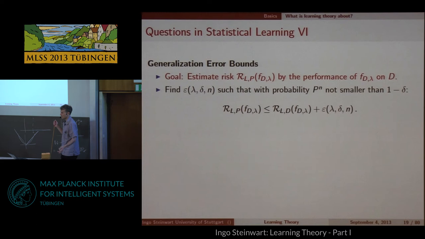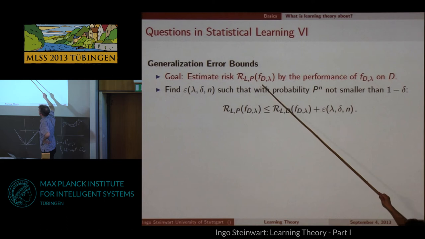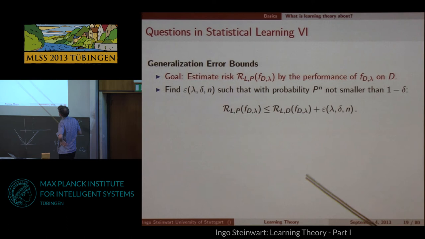Okay. So the last question you can find in the literature asks a somewhat different question. It asks for an estimate of the true risk of our predictor by the performance of our predictor on the data set D. At the very beginning, I told you that we don't really care how well our predictor works on the training set. We only care about its performance on the future data. So in this very particular question, this is not really true. Indeed, we do care about how well it works on the data set D.